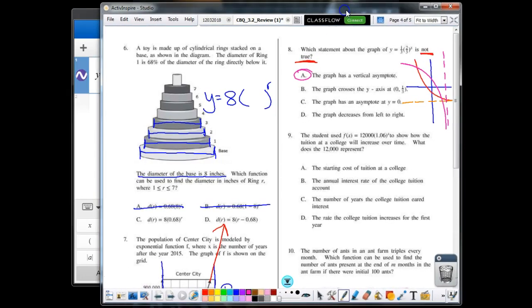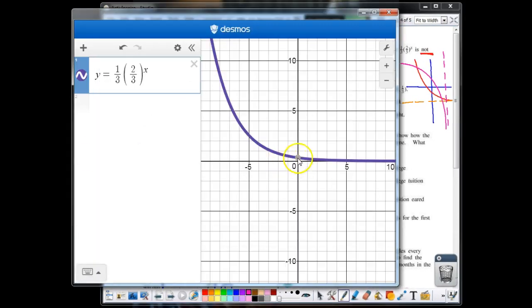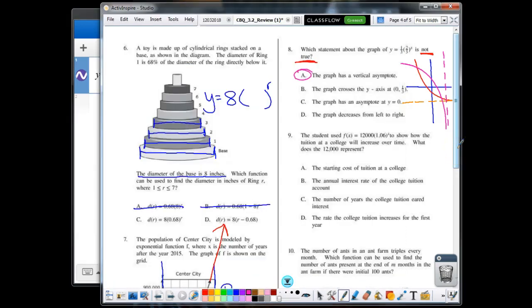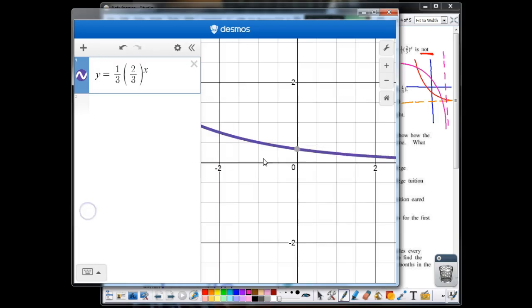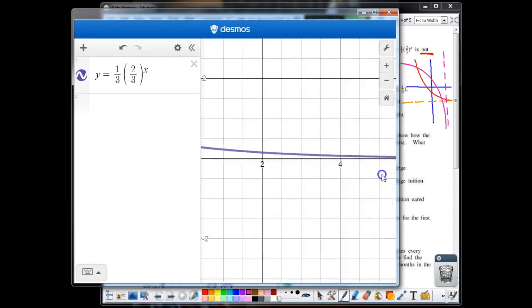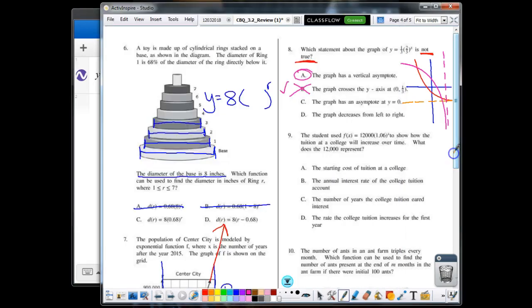So if you look at the graph, that's where it crosses the y-axis, the y-intercept, right? 0.333, that's 1/3, remember? So this is true, which means it's wrong. The graph has an asymptote at y equals 0, right? It's approaching 0, right here. You keep going, it's there at 0. So this is true, which means it's wrong.